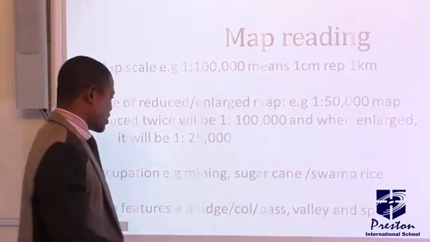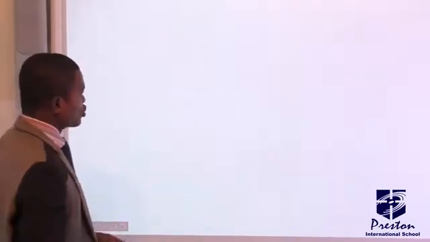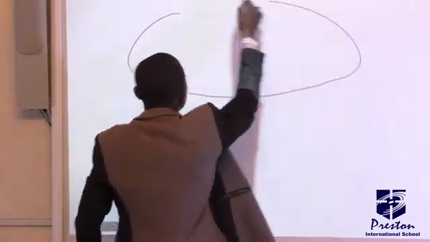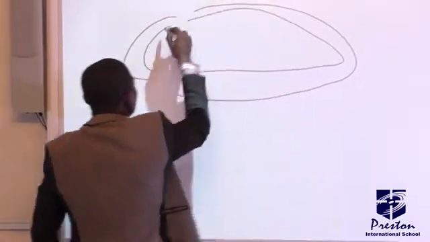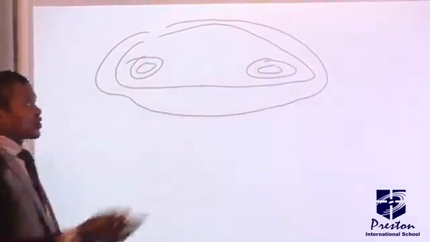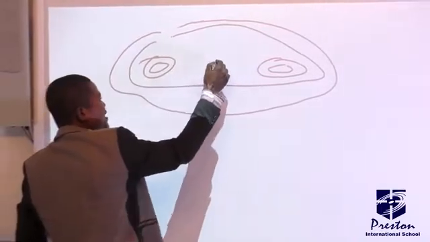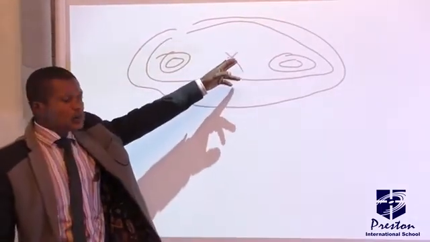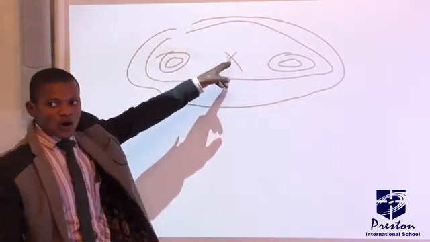Now, let's look at that quickly. Let me just quickly show you so that you don't miss it anymore. When you see a picture like this, actually this is a ridge. Look at the contour lines, very long. I see something like this, something like this. This is a ridge. Now, this point here, this is a col. You can call it a gap.